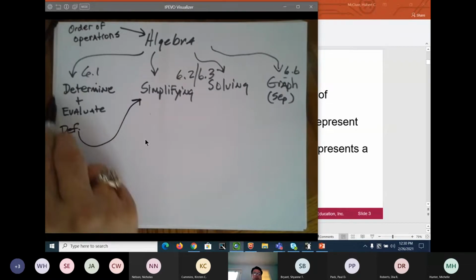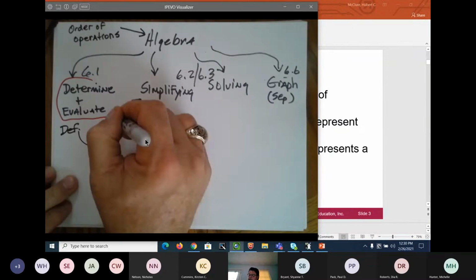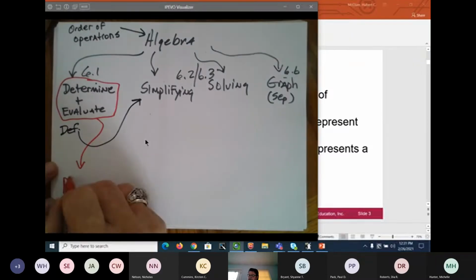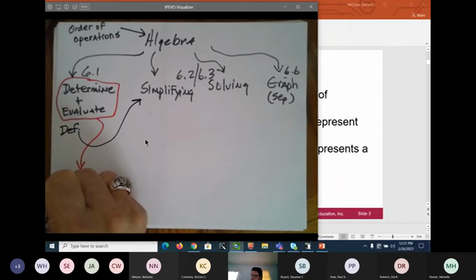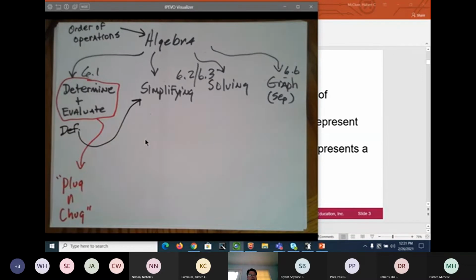Both of these words, I want you to write down, mean plug and chug. Can anybody tell me what plug and chug means? I know somebody or somebody's parents have taught you what plug and chug means. What does plug and chug mean in mathematics? Oh, come on. Y'all have been through 12 years of schooling, and nobody has ever heard plug and chug before?